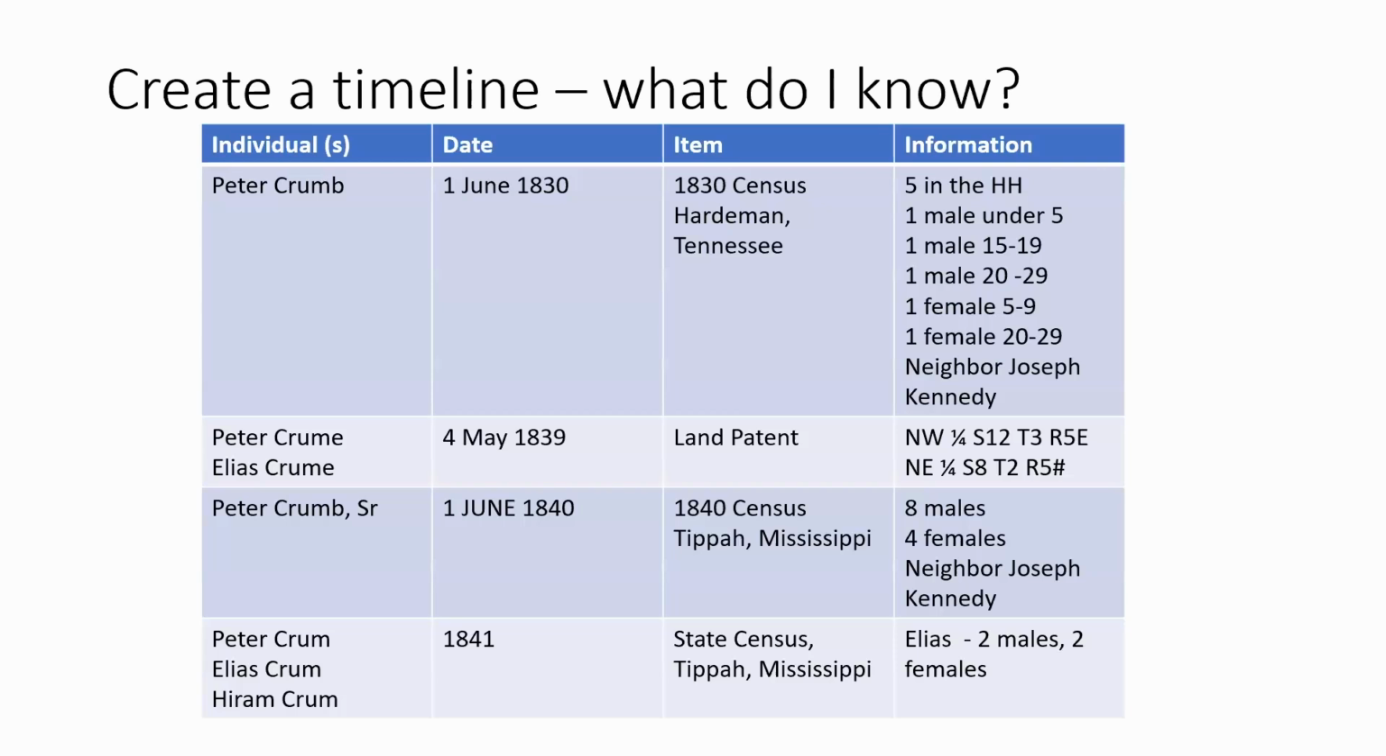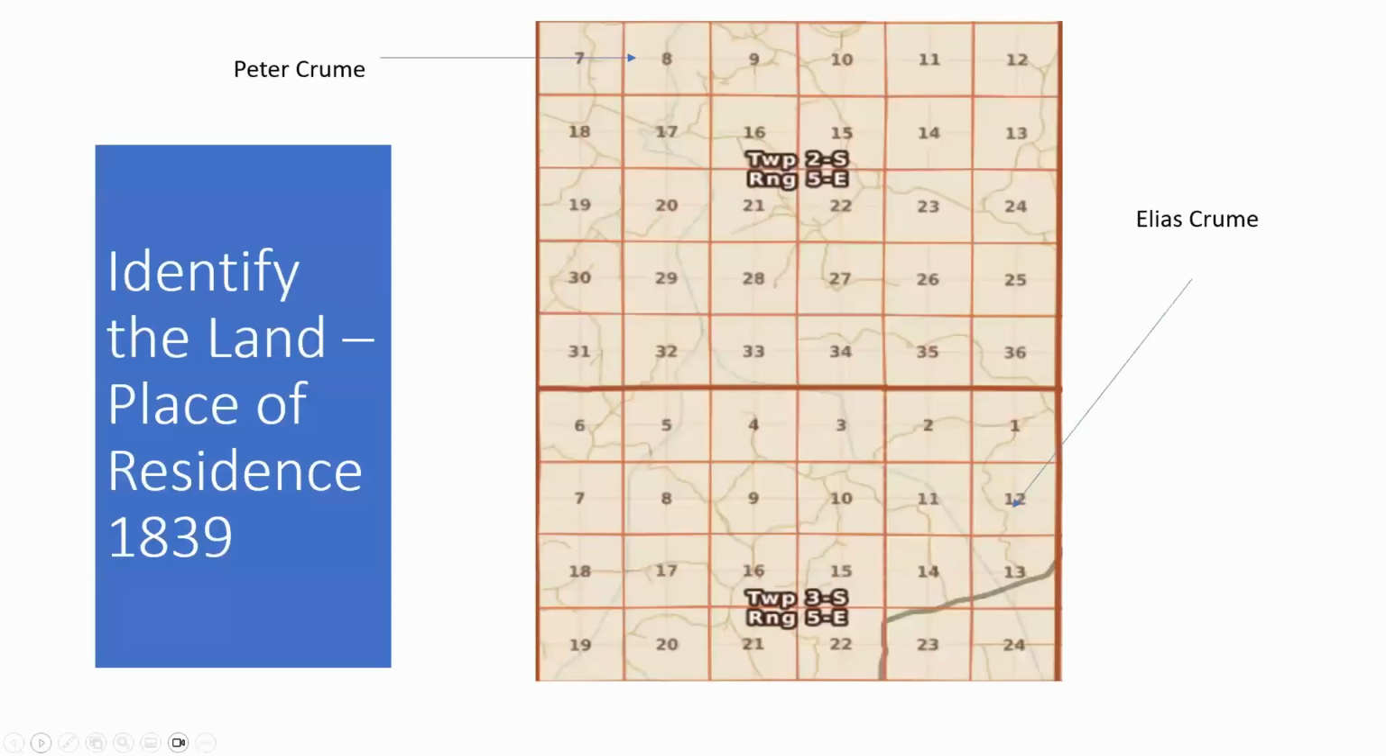In May 1839, Elias and Peter, with an E on the end, both bought land. They both bought it in range 5, but in 2 different locations, and I'll show you that in a second. In 1840, Peter Crum is listed as a senior. There's 8 males in his house and 4 females, and his neighbor is Joseph Kennedy. And finally, in 1841, in the state census, on the same page, there is a Peter, an Elias, and a Hiram all together. The Elias that is there has 2 males and 2 females. So at this point, we're trying to figure out about Elias.